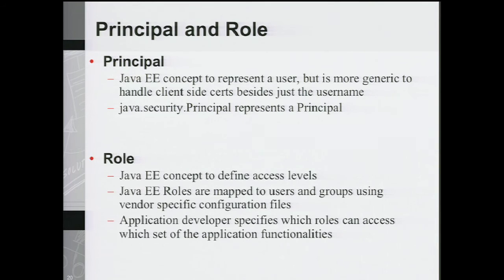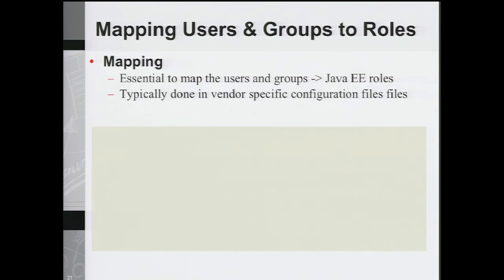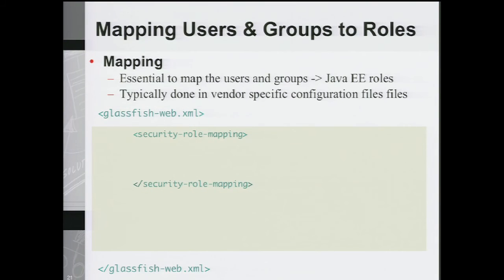When it comes to roles, it's the groups that map to the Java EE roles. And once again, you have the group information, which gets mapped to the role. The mapping of the principals and the roles is done in the application server using a vendor-specific file. For example, in Glassfish, there's a file called glassfish-web.xml, which is in parallel to the web.xml file, where there's an element called security-role-mapping, which maps the Glassfish roles.